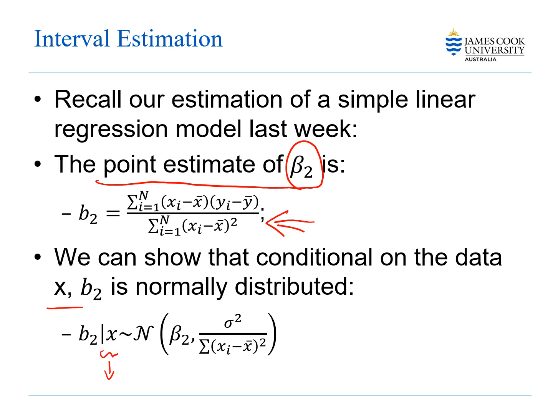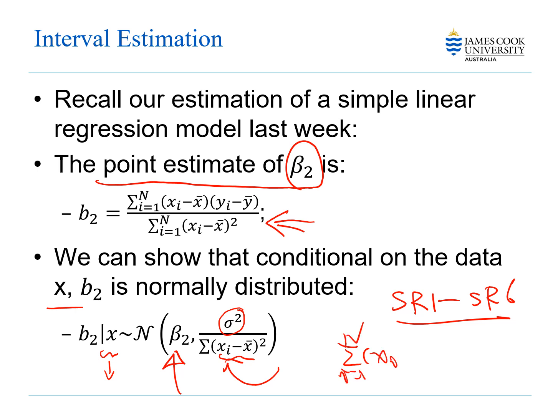B2 is also normally distributed under our assumptions SR1 to SR6, where the mean is beta 2, the true value of the second parameter, with variance sigma squared divided by the sum of squared deviations of x from its mean. You want to know that we actually don't observe sigma squared. We have data to calculate n, and we observe it.